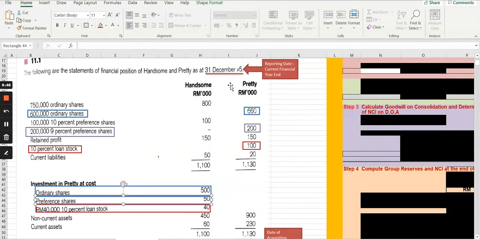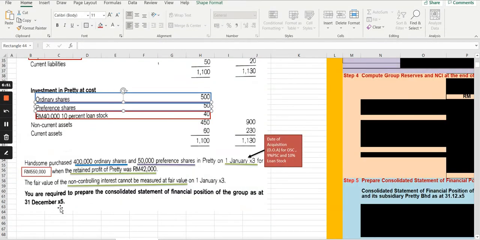And that will be done by 31st of December, X5. So you are required to prepare the consolidated statement of financial position as at 31st of December, X5, which is year 5. The fair value of the non-controlling interest here cannot be measured at fair value on the date of acquisition. What does this mean? This means that the non-controlling interest will be measured based on the proportionate share of the fair value of the net asset in the subsidiary company on the date of acquisition.